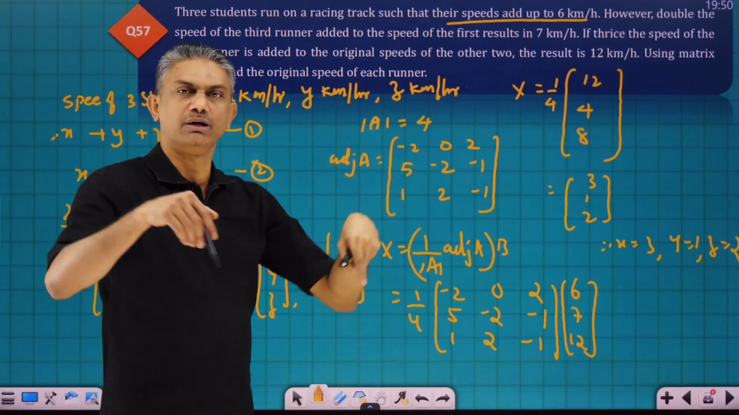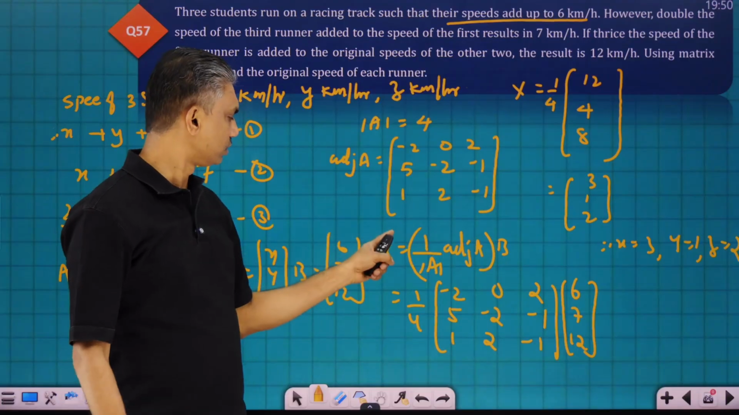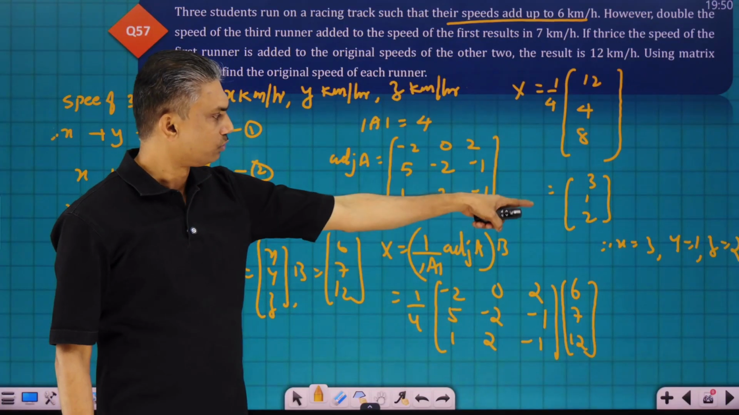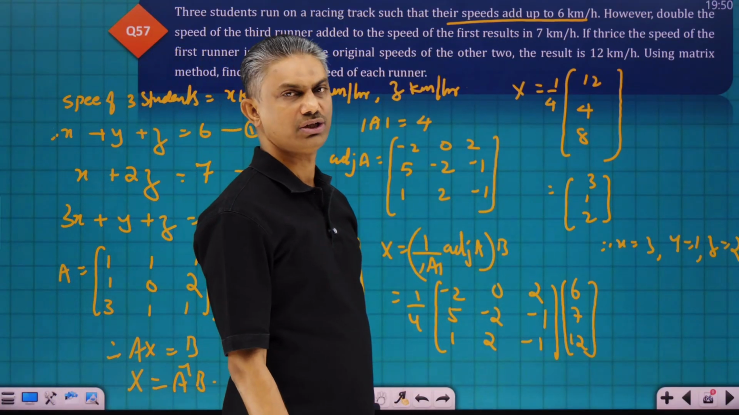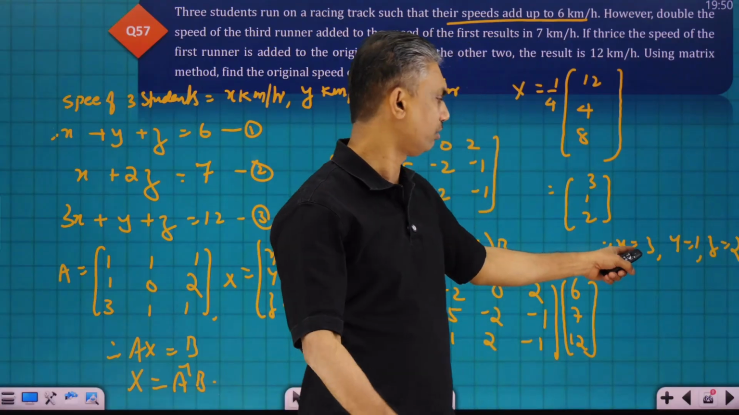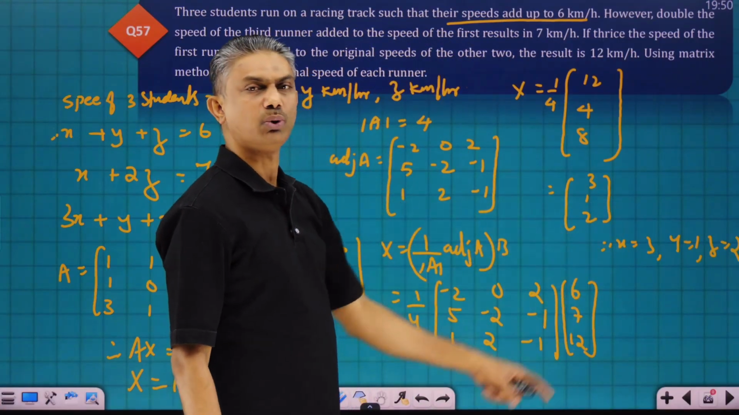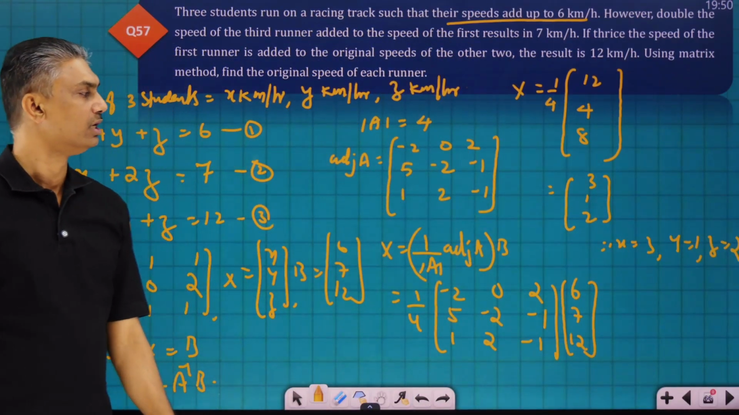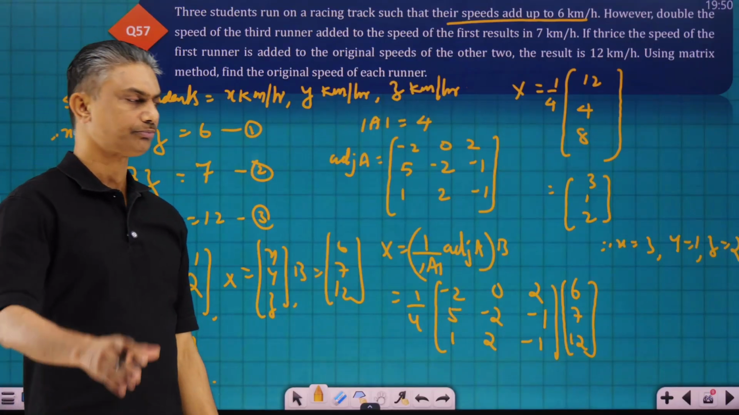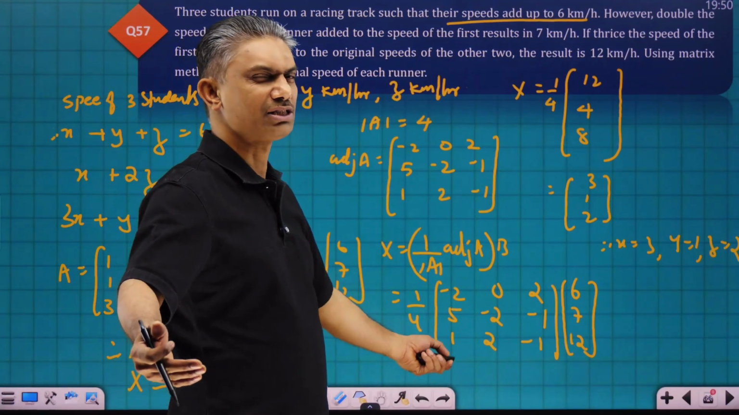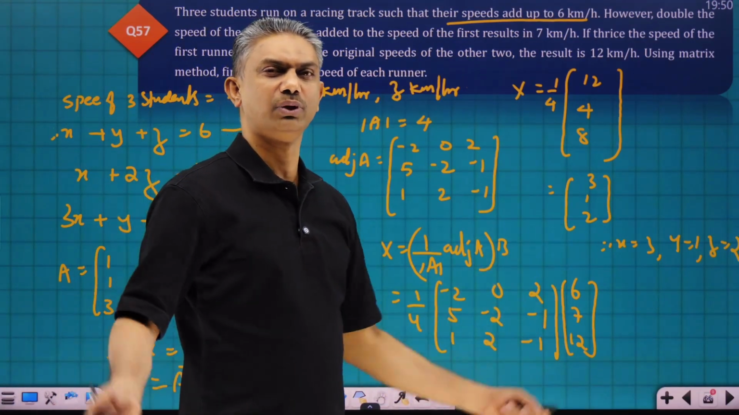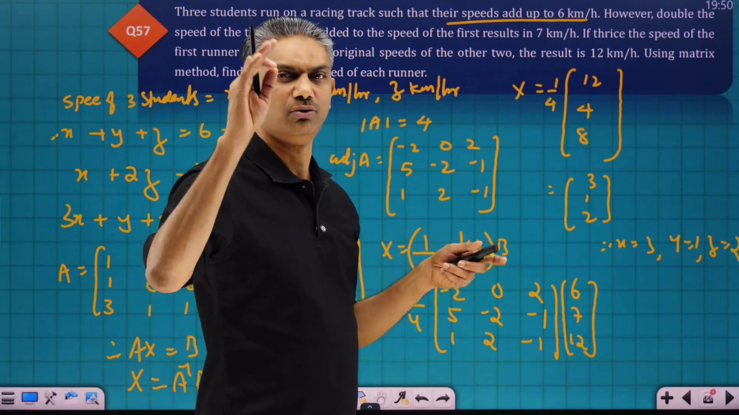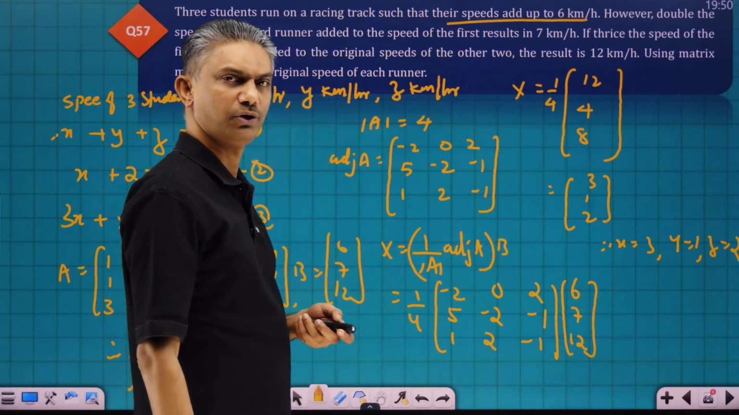Make the table with 3 columns and then add up. You will be getting X equal to 3, Y equal to 1, Z equal to 2. So the speed of the first one is 3 km per hour, the second one is 1 km per hour, and the third one is 2 km per hour. Now, because this is just numerical calculation, if I do the same thing again on the board, the video will be very long, so it will be difficult for you to watch.